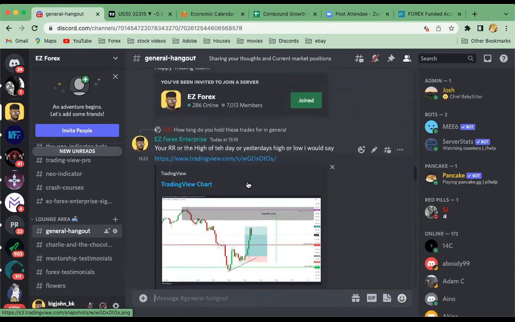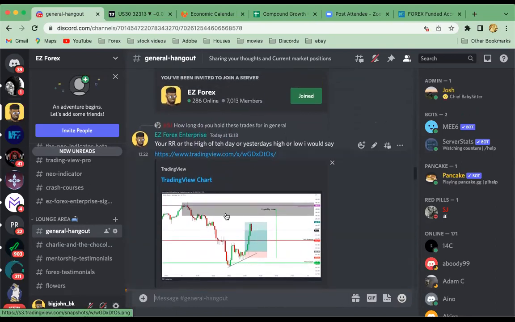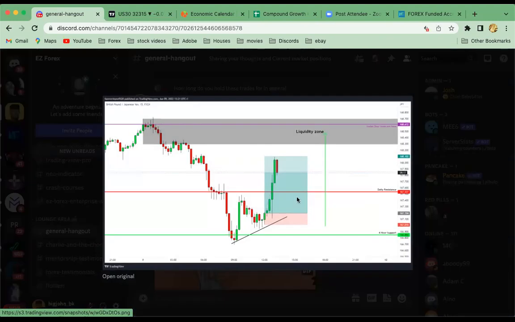Boom, that I was testing out, and this was a 1 to 5 RR trade. Or if you took it from this entry, it was a 1 to 5 RR. If you took it from the other entry, it was like a 1 to 3 RR. And again, it's straight away back up to the liquidity highs on the market. You can see here, back up to this liquidity high.